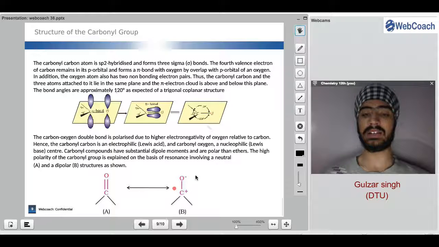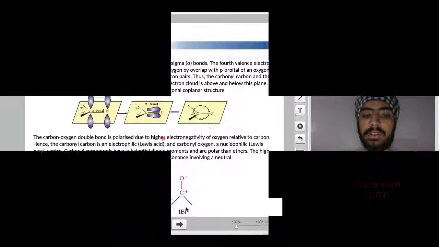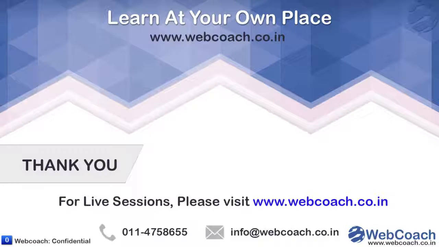So that is the reason why the carbonyl group has polarity, due to the difference in electronegativity. Oxygen being more electronegative has more electron density, and carbon being less electronegative has less electron density. So if the groups attached to carbon are electron withdrawing groups, it would destabilize it and an unstable compound would be formed, and if they are electron donating groups, then this carbon would get stabilized. So this is the structure of the carbonyl group, and this is the end of this session.